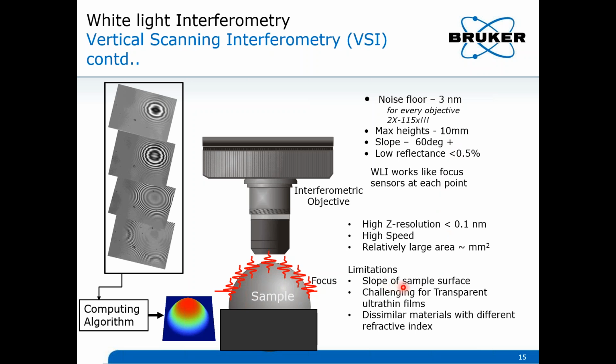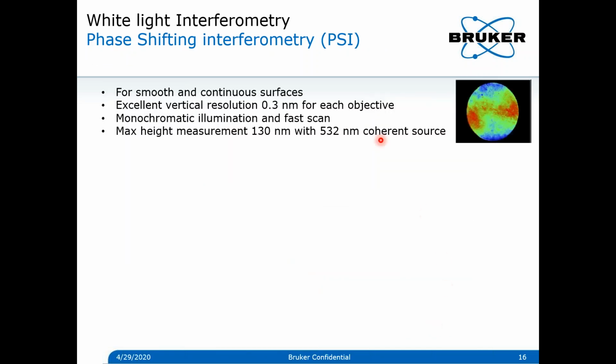The limitations are the slopes of the sample surface; sometimes you need to be careful about the surface when you are selecting the objectives. It will be challenging for transparent ultra-thin films. It's not that it's not doable, we can do it. Then if you have dissimilar material with different refractive index, then you need to have some prior information. So still, we can tackle the problem.